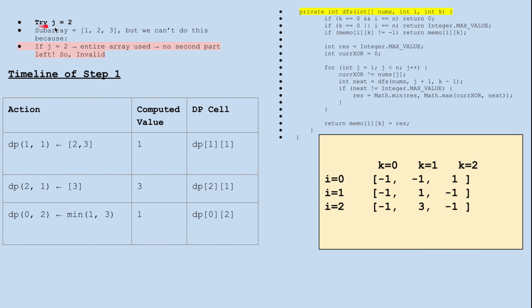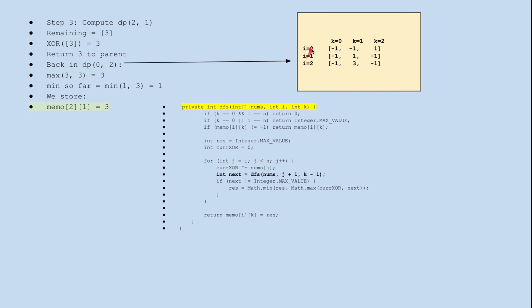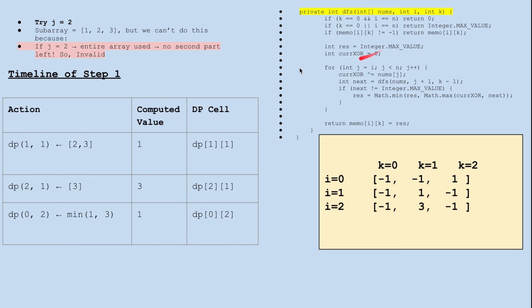Let's suppose when j is 2, meaning the subarray is this one, we can't do this this time, because if we take j equal to 2, the entire array will be used, so no second part will be left, so it is invalid. That is why we'll go 0, 1 and 2, and k will go 0, 1 and 2. So we'll not go j beyond 2. Understand? So what was the timeline that we have used?